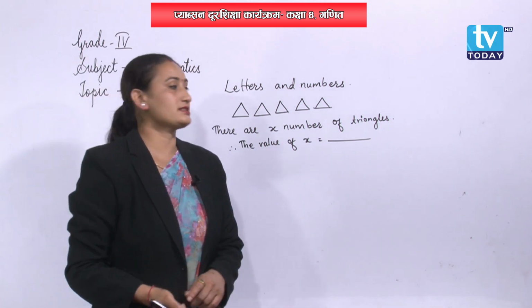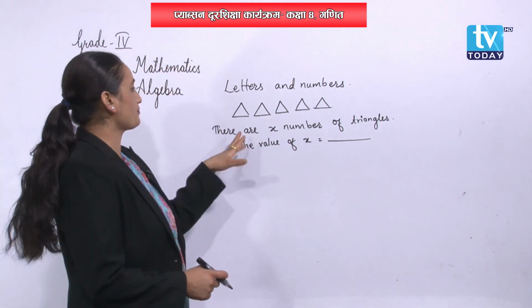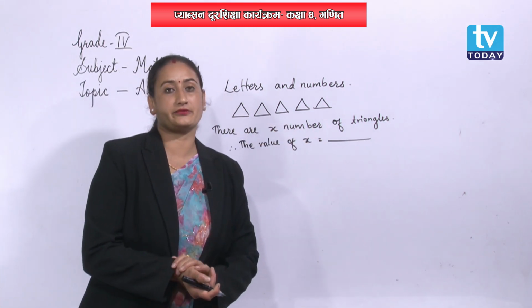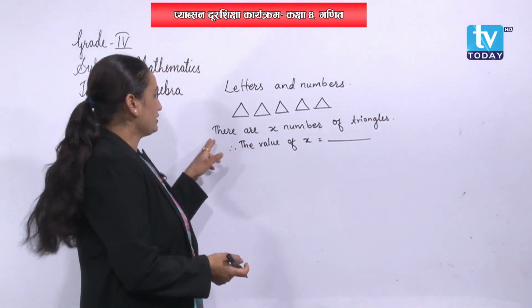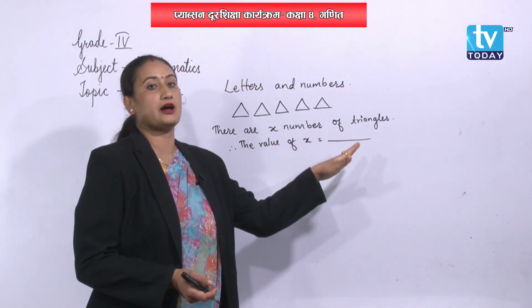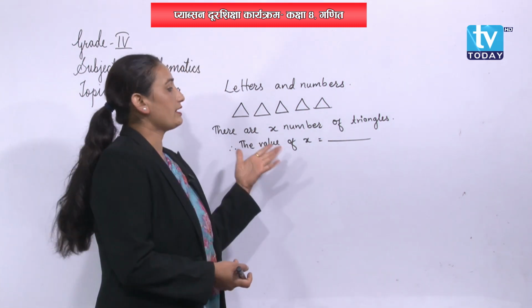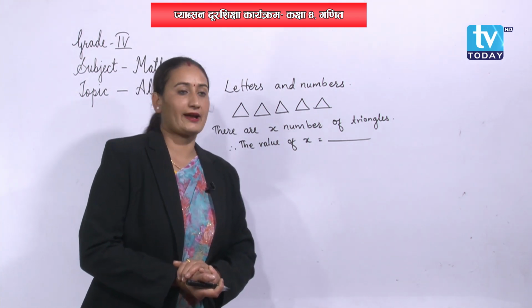Okay, now students, please tell me letters and numbers. So, I have drawn here some pictures. Can you guess? Can you tell me the name of this picture? Of course, it's a triangle. So, there are x numbers of triangles. Before we count, what do we have to say? There are x number of triangles. Let's count the number of the triangles.